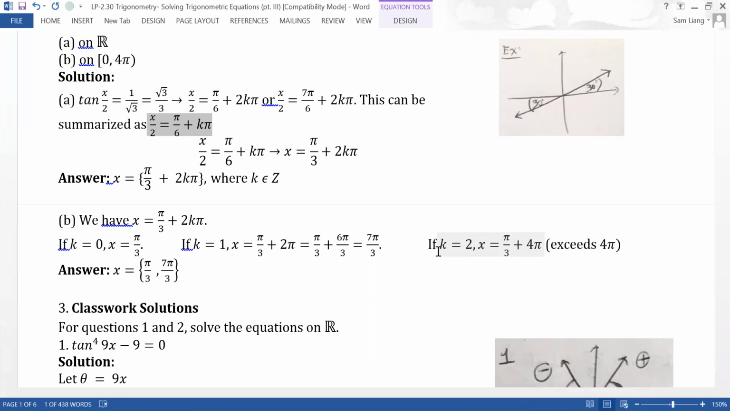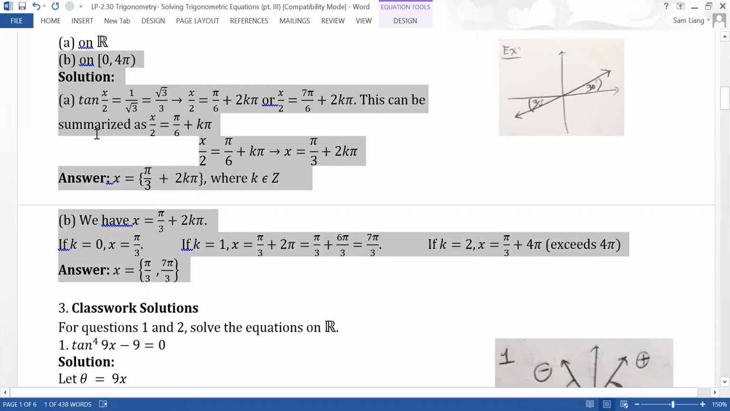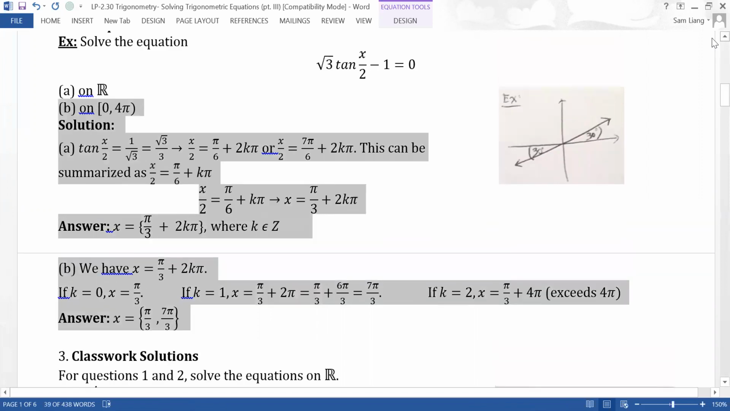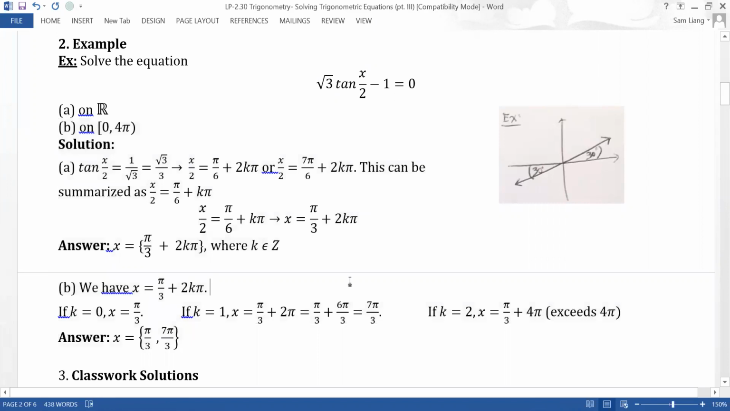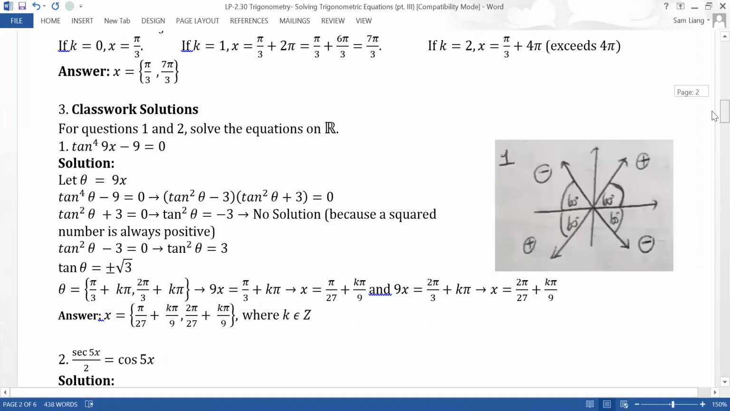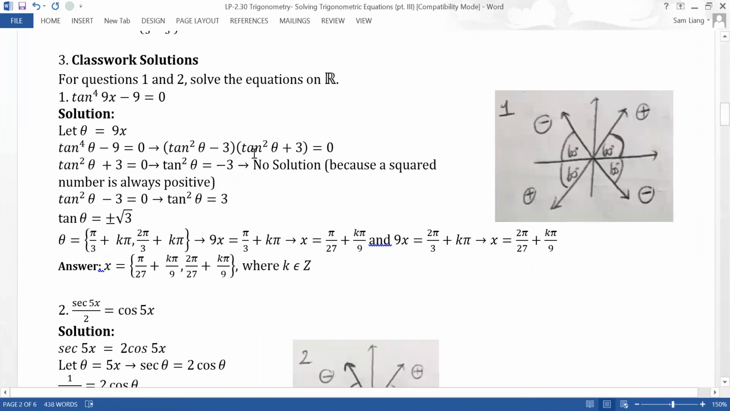All right, anyone still copying this example? Or any questions on it? Okay. All right. So let me go through the first question on the classwork. Okay, and then I'll stop after this question.